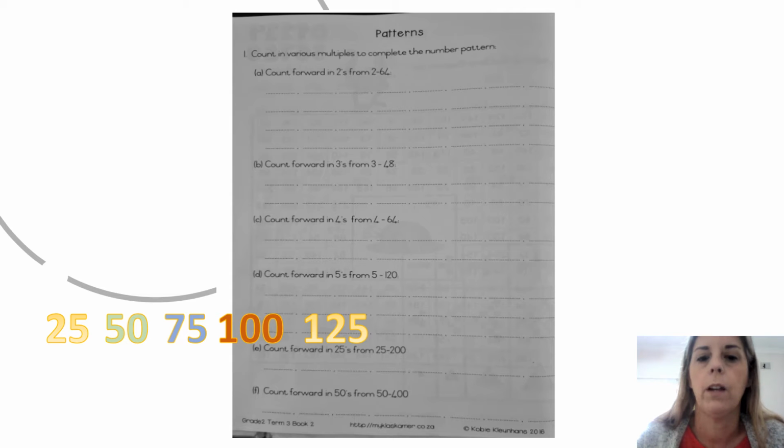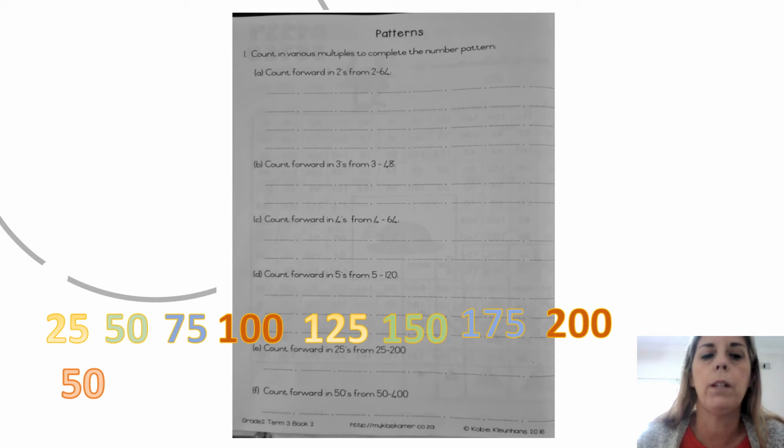125, 150, 175, 200. That is what you need to know for counting in 25s. Can you see that the 25 and the 125 are yellow, the 50 and the 150 are green, the 75 and 175 are blue, and 100 and 200 are brown? That is because the numbers do repeat, 25, 50, 75, and then the 100. Alright, do you see the pattern?